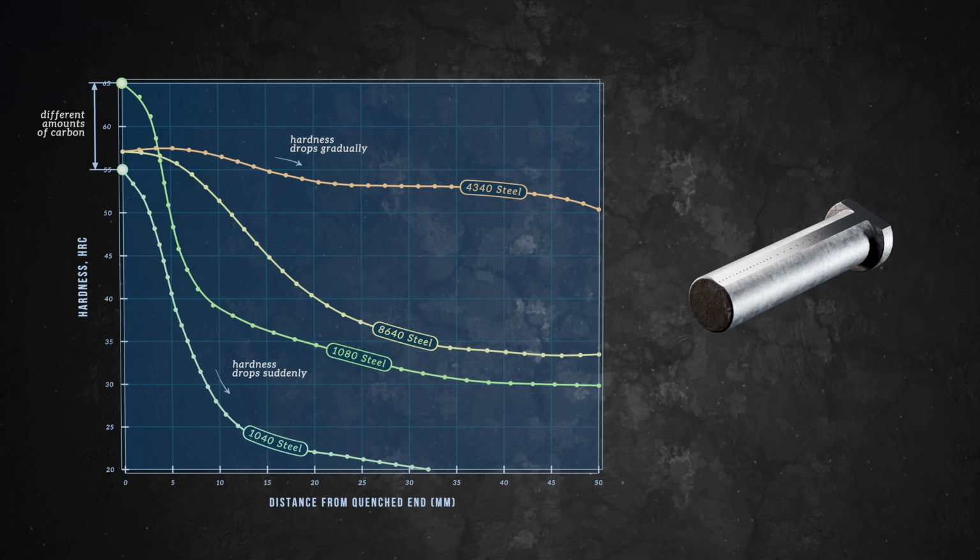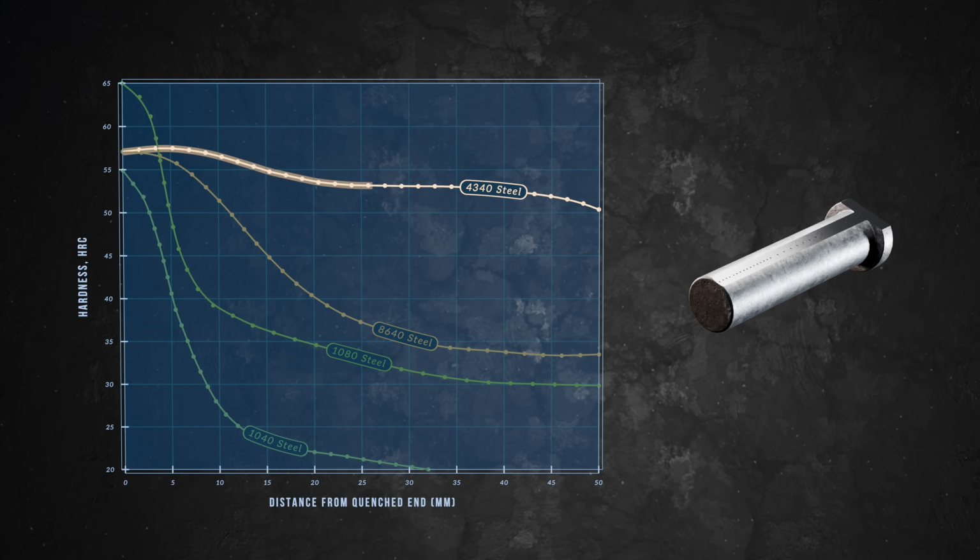These elements shift the TTT and CCT curves to the right, allowing martensite to form at slower cooling rates, resulting in high hardness even deep into the part. A steel like 4340, which contains nickel, chromium, and molybdenum, is a classic example of an alloy with excellent hardenability, and is a good choice for thick parts that need to be quenched and tempered.